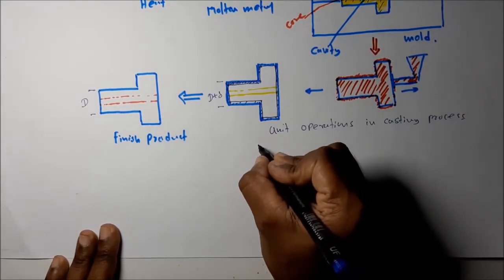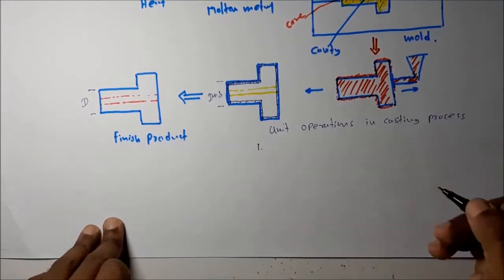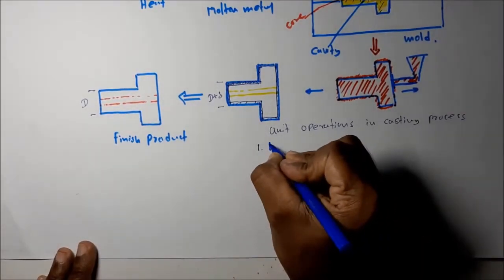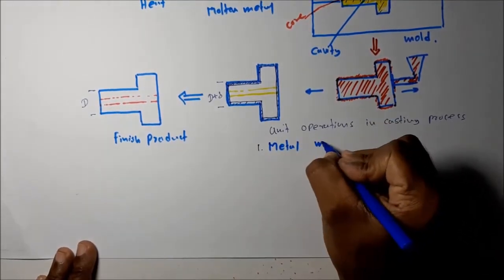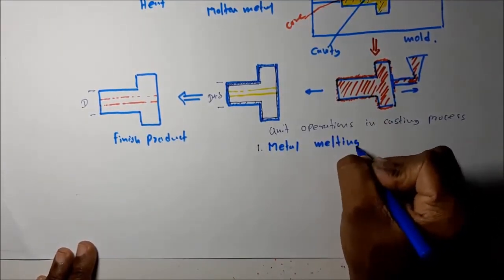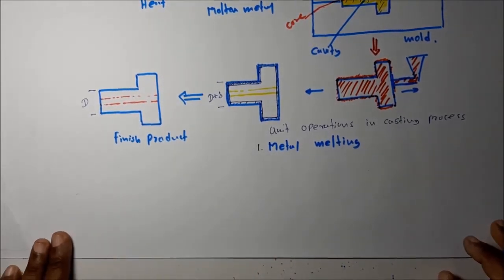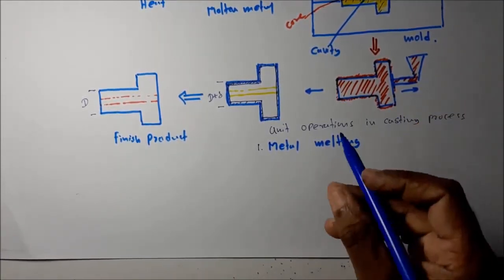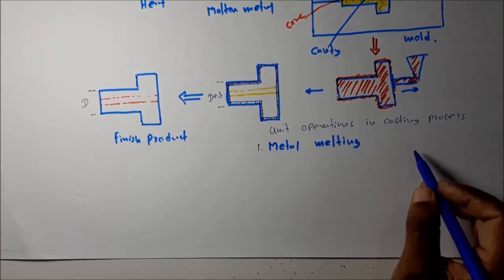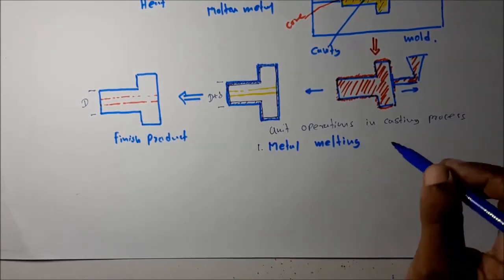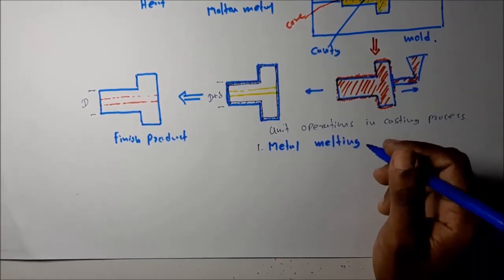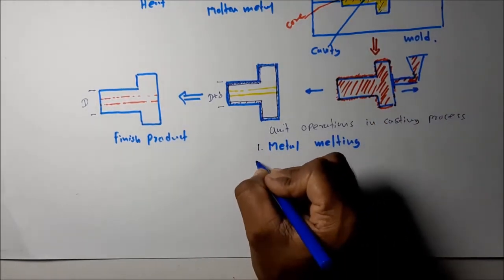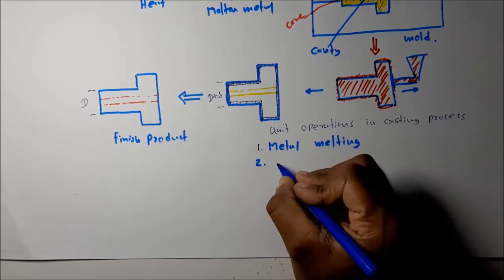So what are the unit operations? First, the main unit operation we can call metal melting. We can identify it as one of the main operations belonging to this process. Various melting methods are used in industry, but we are going to discuss four main methods: cupola, electric arc furnace, induction furnace, and crucible type furnaces. And the second main unit operation, the mold making.